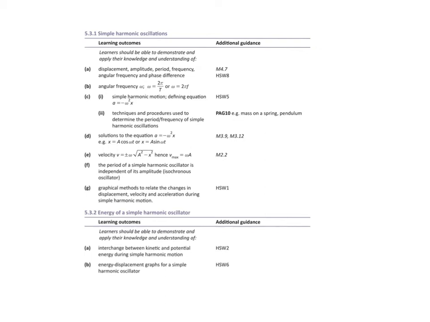Hi everyone. So in the last lesson we looked at the key definitions of certain quantities, angular frequency, and what we mean by simple harmonic motion, which is defined based on this equation. We also looked at the techniques and procedures used to determine a period or frequency, for example on a mass on a spring or a pendulum. This is also a practical requirement that needs to be done.